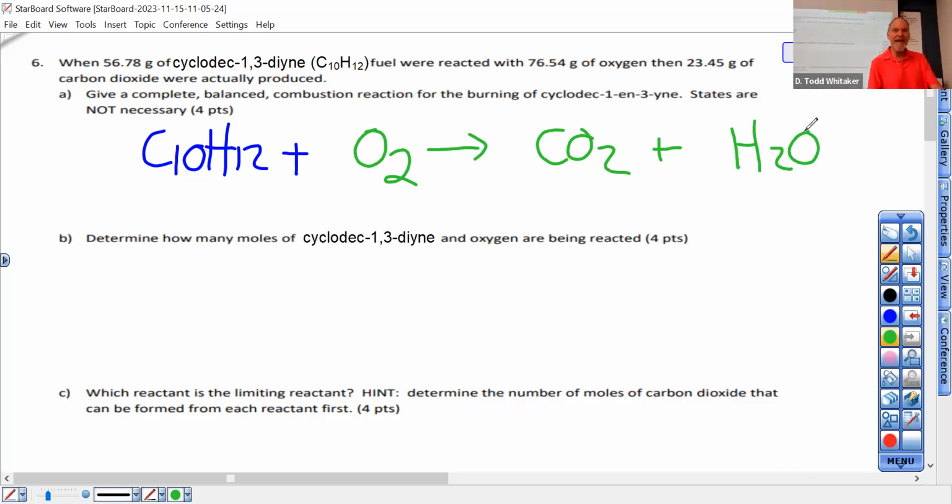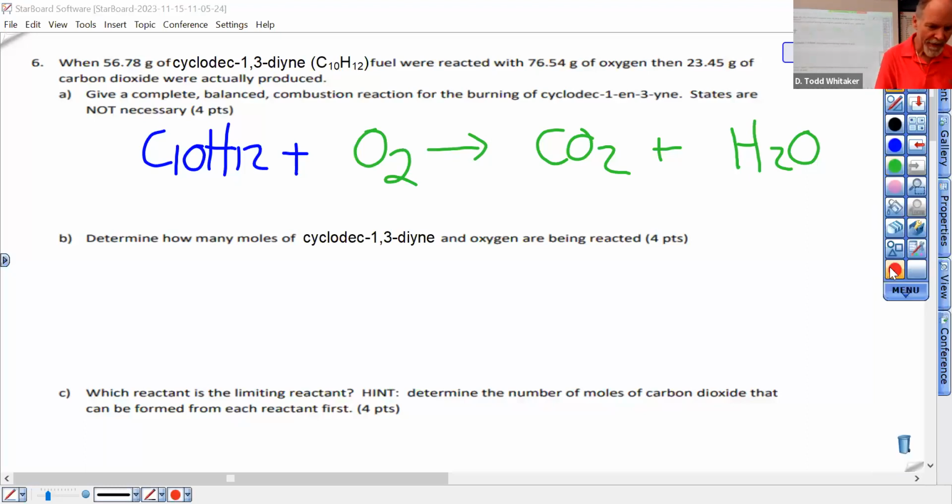So now it's balancing time. And we've been sticking with start with carbon. There's nothing wrong with doing that every time. Doesn't this fix the carbon situation? How about the hydrogen situation? Looks pretty bleak. We need a 6 and then it's fixed.